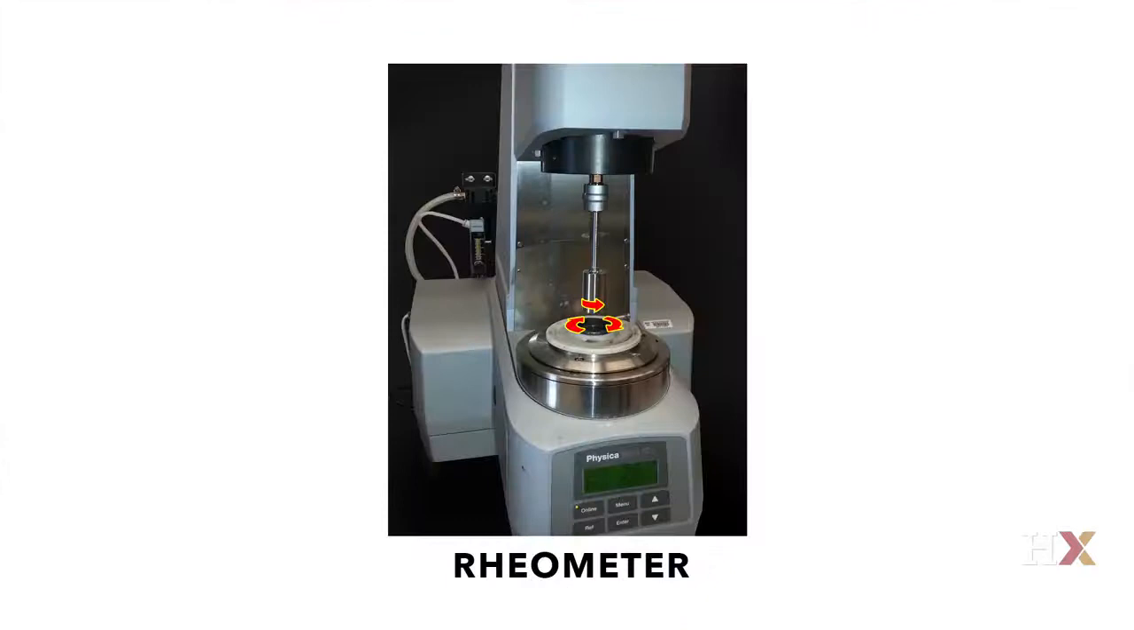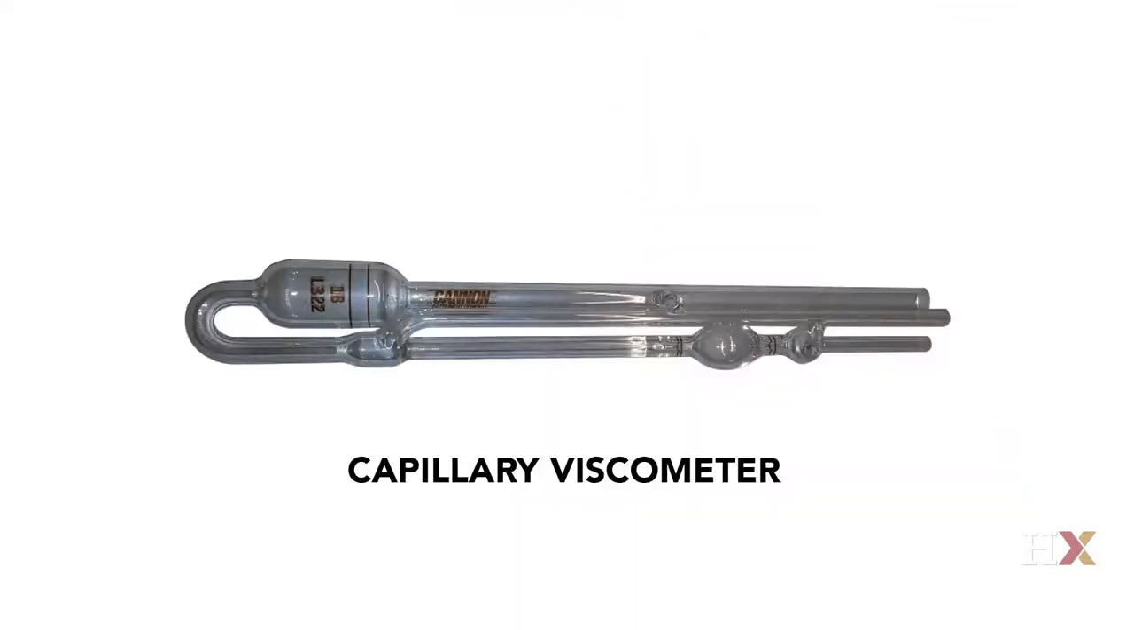In fact, I have a very fancy instrument that does it. It's called a rheometer. This allows me to make very precise measures of the viscosity of a fluid. So another way of doing it is to use a capillary, a very thin tube. And you allow the fluid to flow through the tube under the force of gravity and just measure how long it takes.